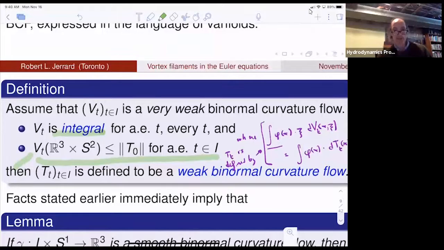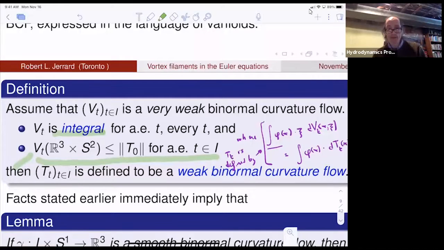By the way, this is how I want to imagine this. Okay, and so the point here is for very weak flow, we just ask these integral identities to hold. One says it's closed, and one says it satisfies the basic balance law. For a weak flow, we ask it to have this additional geometric structure, and then we ask that, roughly speaking, the arc length is never greater than its arc length at time 0.